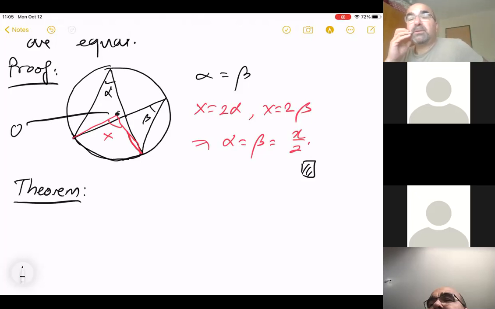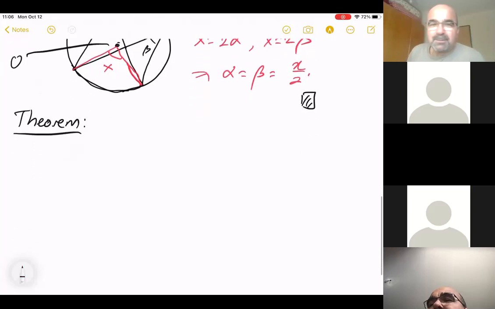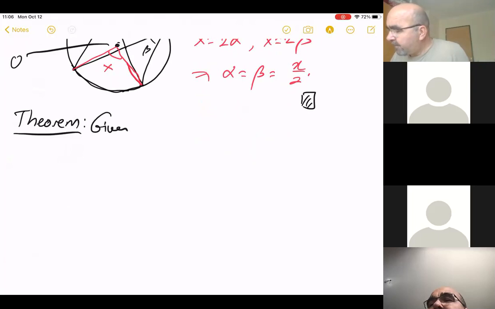Do you have an idea about this proof? Any 3 points in the plane which are not collinear determine a circle. Okay, so we need this. You need to think about this a little. Anyway, here's the proof. The statement is that given 3 points, let me first state this.